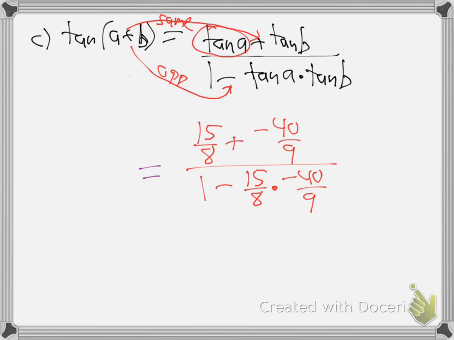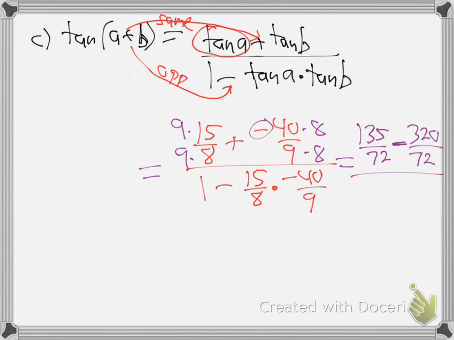aren't we, when you add fractions or subtract them? So that means multiply top and bottom of this one by 9, top and bottom of that one by 8, to get common denominator 72 up there. So that's going to be what? 9 times 90, 135 over 72. Minus, write that minus sign, going to be minus 320 over 72 all over.